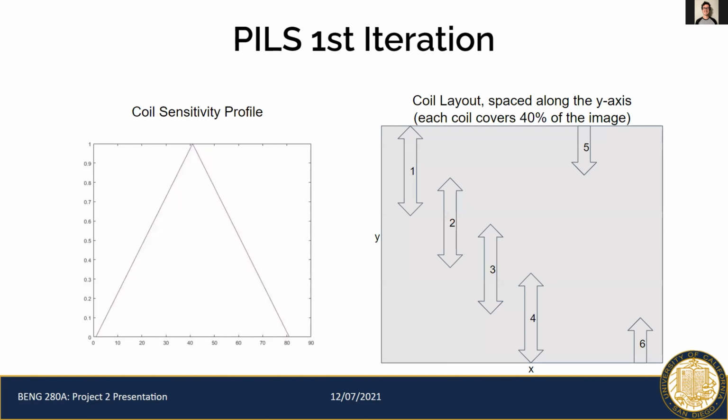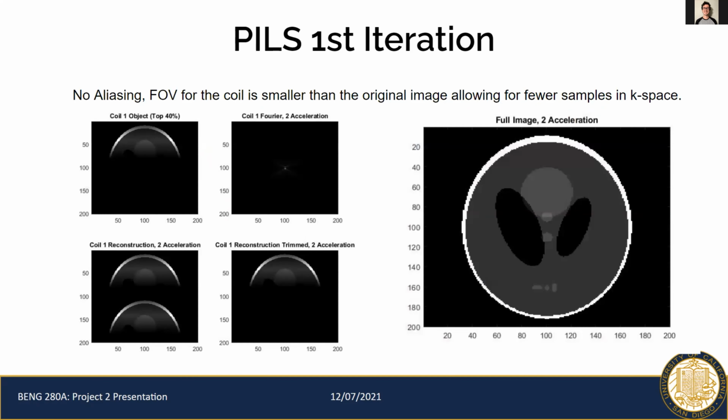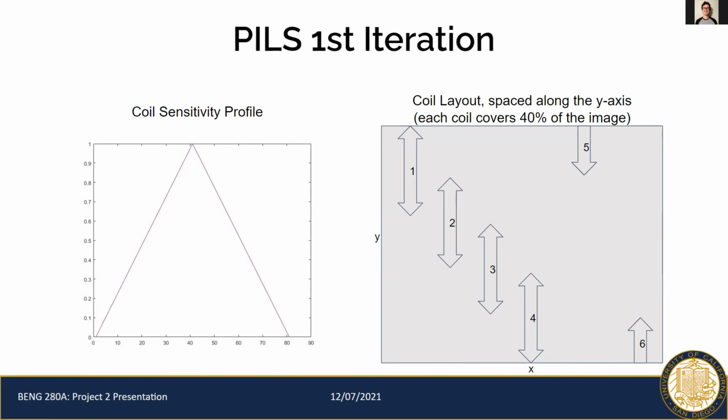Next. So for our first iteration, we've got a really simple coil sensitivity profile that starts at 0 sensitivity right at its edges, increasing linearly up to 100% sensitivity right in the middle and back down. And on the right shows our coil layout. We have 6 coils, each one covering about 40% of the image in Y. Next.